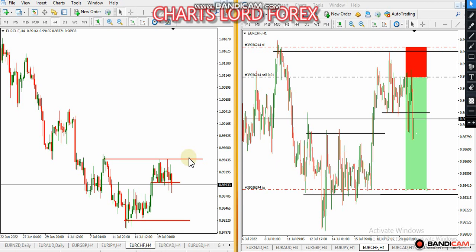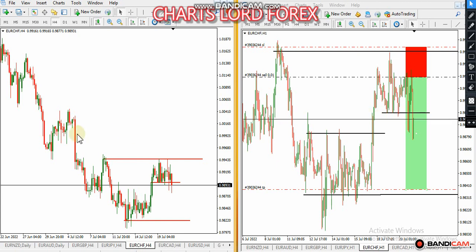Euro CHF. To my left side here is Euro CHF 4 hours. I have two charts open, one from one broker here, another from another broker here. So I partition my screen. The essence of doing it this way is for me to see the higher time frame. The way I trade is, if I'm working with 4 hours, the one you will see on the left side here will be 4 hours, then the one on the right side will be 1 hour.